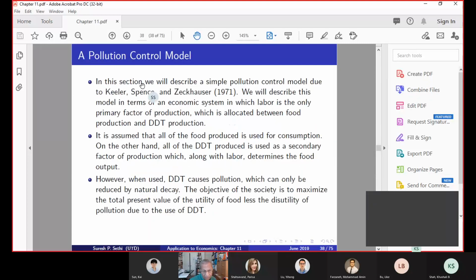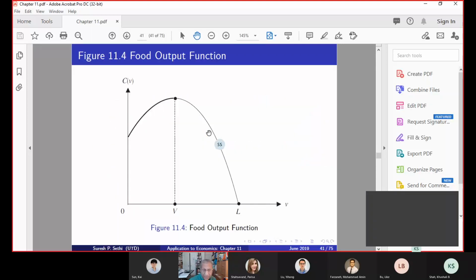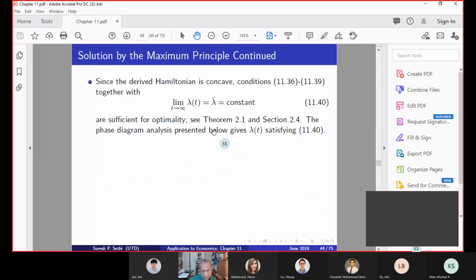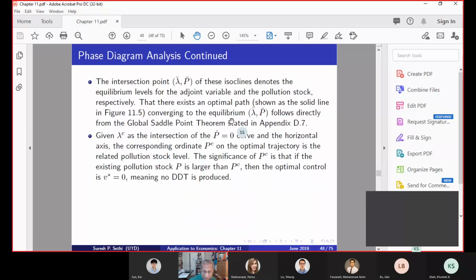And this model is due to two economists. Actually, one of them is a Nobel laureate, Spence. I think I met Spence at Stanford at one time. I was a postdoc there. So this model is a DDT model that is given by these guys, and it uses a phase diagram. I don't want to cover this, okay? And this is not included in the course. I just want to show you that this again has a phase diagram. It's a different phase diagram than the other one, so I want to just show you the pictures quickly.